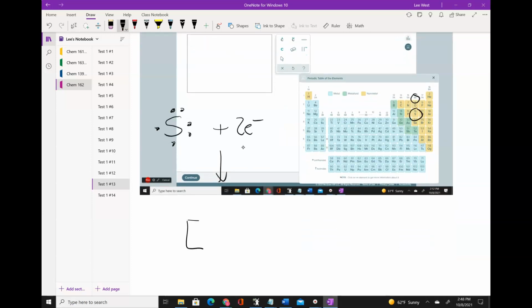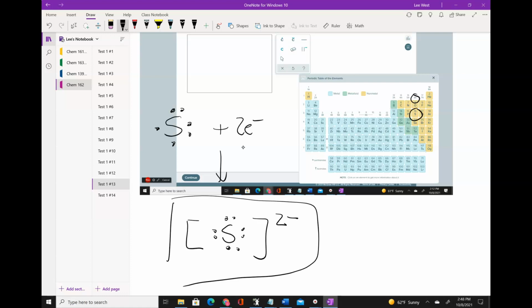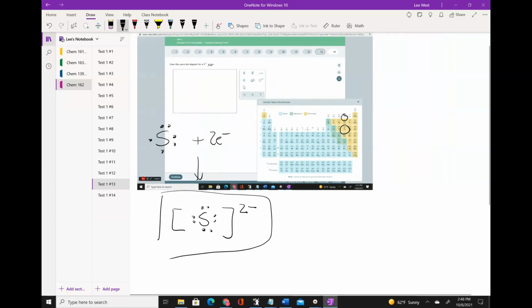Well, what's going to happen is my sulfur is going to fill those 2 octet vacancies, and now it has 4 complete lone pairs around it, but we want to put the 2- sign on the outside there. So there it is. That's what it's going to look like. In parentheses, the symbol for sulfur, 4 lone pairs, then outside the parentheses, the 2- sign. Pretty straightforward, that one. You just got to not make an error.